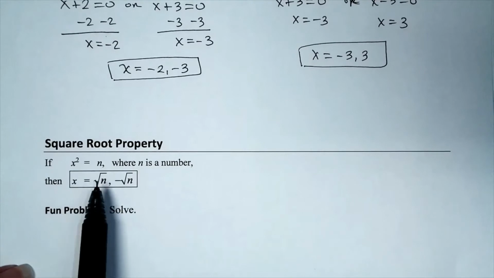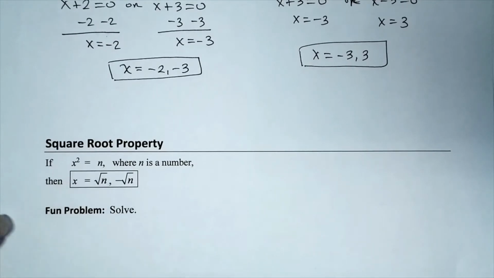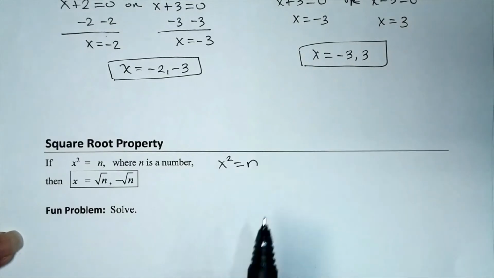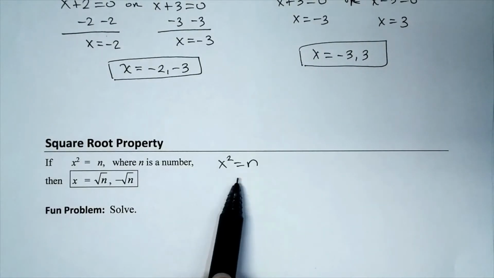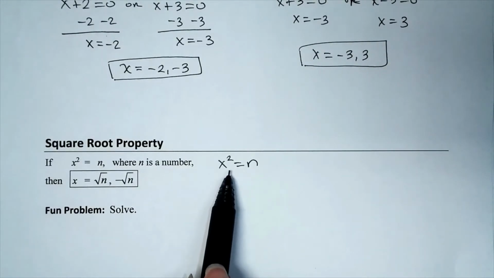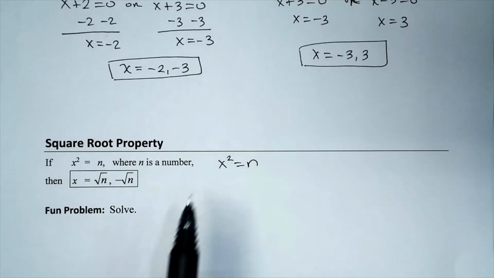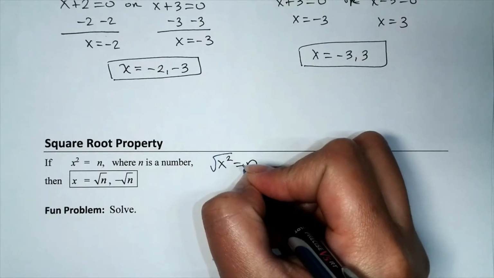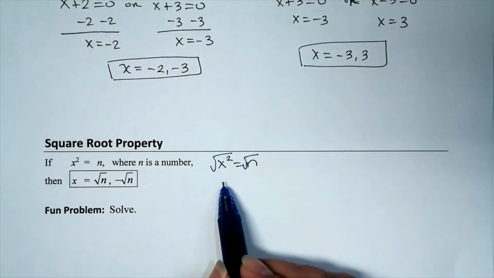So I don't like to point to things, so I'm going to just copy this over. Okay, so the square root property says this: if I have something squared equals a number, what am I going to do to get rid of a square? To get rid of a square, we're going to go ahead and square root. And then we have different ways to go about it.